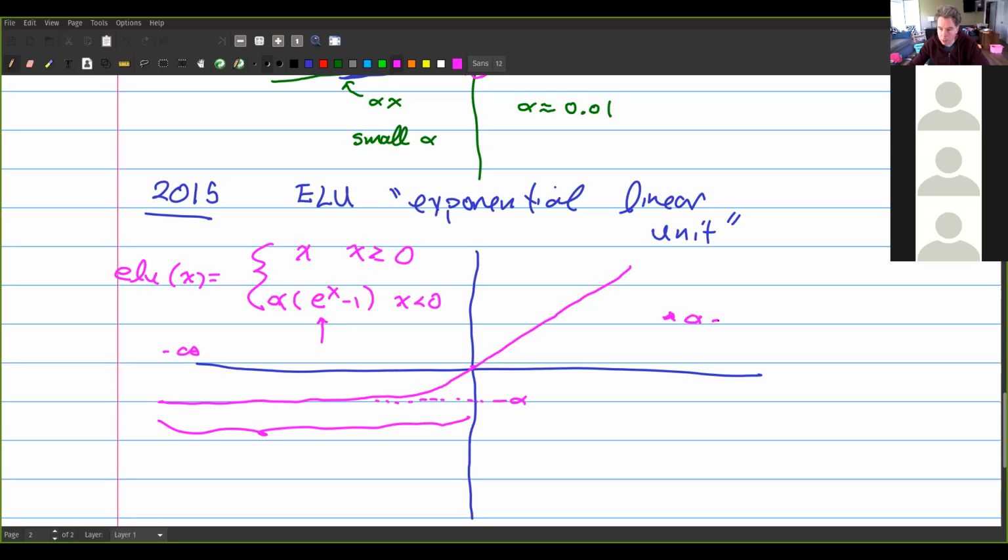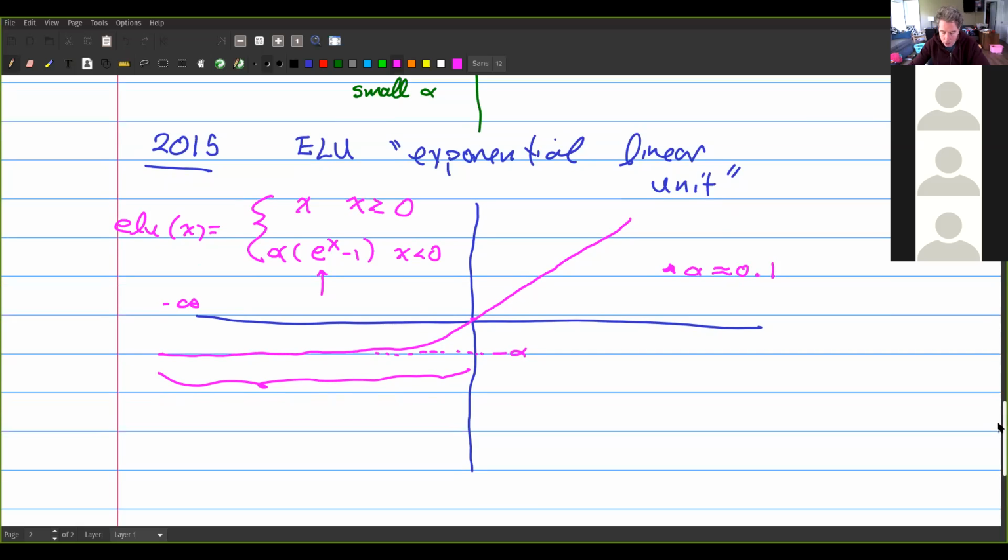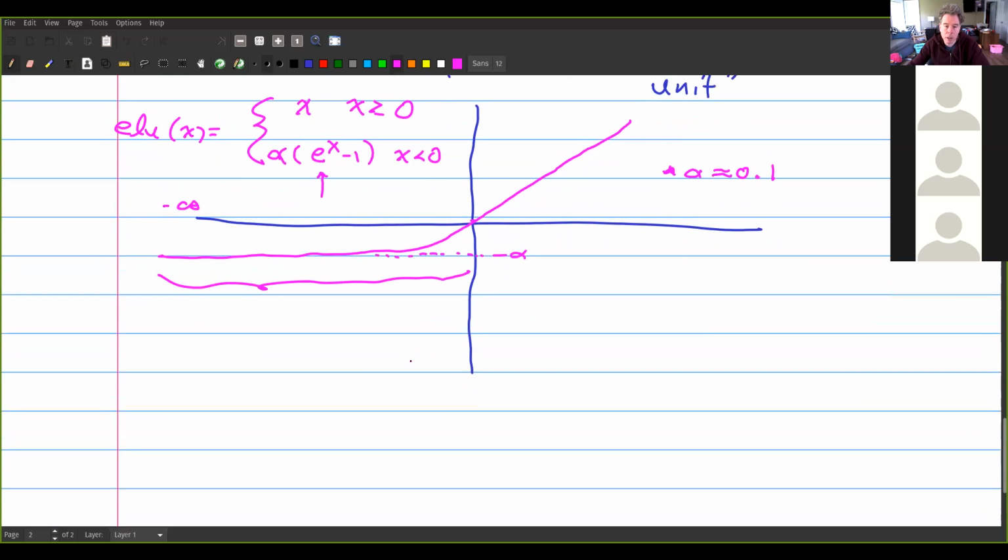So alpha might be 0.1, for example. Okay. So this generally outperforms leaky ReLU. It often outperforms leaky ReLU, but it's slightly slower. So why does it work better?